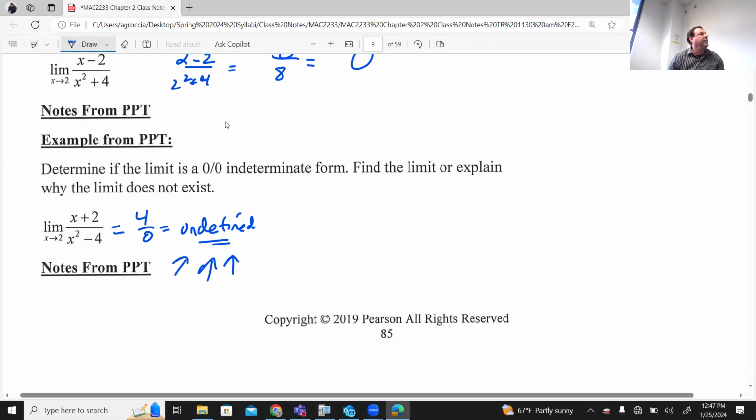And that's where I'm going to end today: why does this end up being undefined? There's a reason that this one is undefined. So simplify it first, then we'll talk.